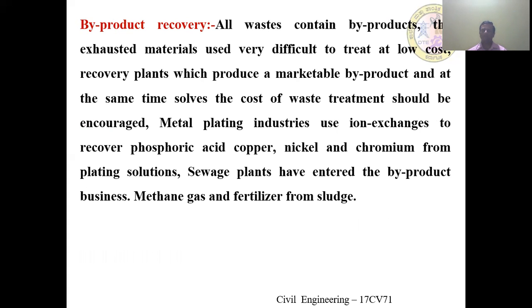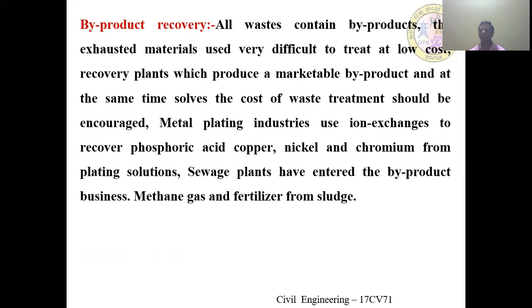Byproduct recovery is one of the very important methods in removing pollutants from the industry to get a value added byproduct. All waste containing byproducts, the exhaust materials, are very difficult to treat at low cost. Recovery plants which produce marketable byproducts and at the same time solve the cost of waste treatment should be encouraged.